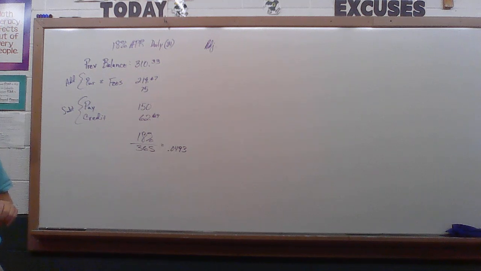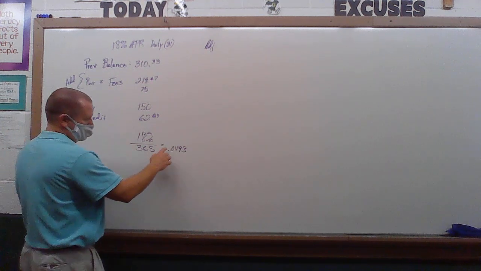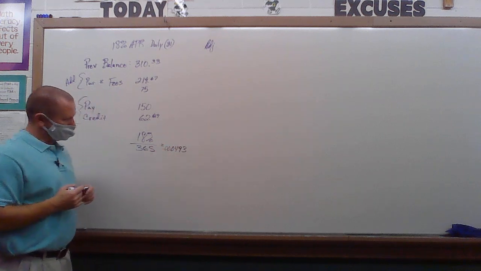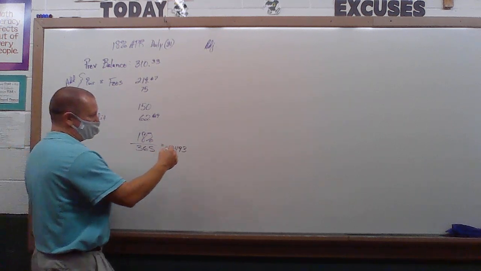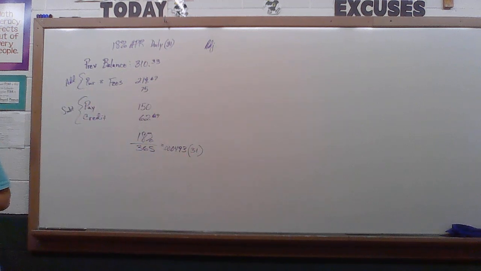So then do you have to times that by 31? This is what you got from this. Yeah. So now I have to move 2 places. Times that by 31. Then I'm going to take this times what? 31. Okay. We have to find the adjusted balance.